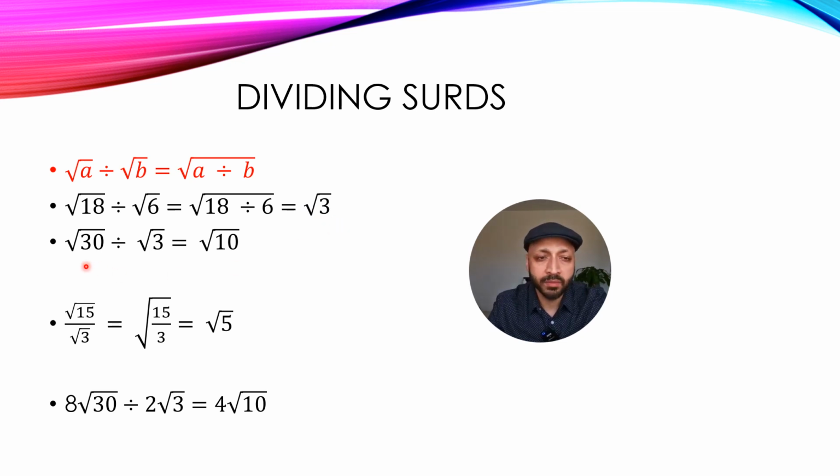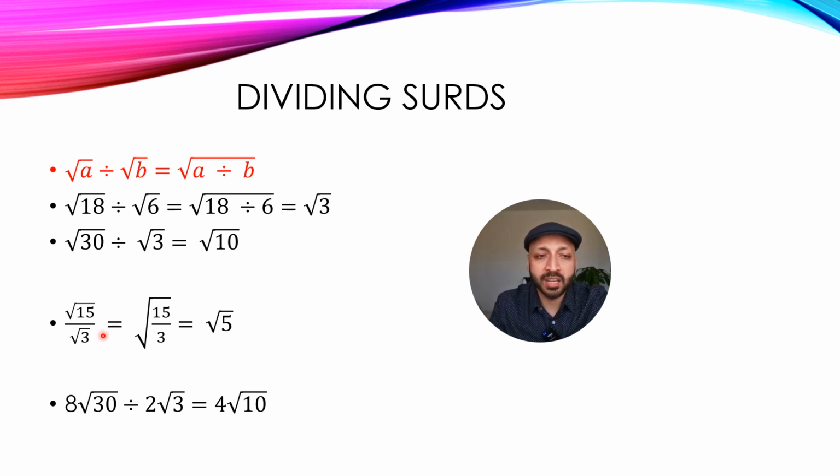Square root of 30 divided by square root of 3. Well, 30 divided by 3 is 10. So the answer is square root of 10. So sometimes they actually give you the question like this with a fraction. So again, it is very straightforward.